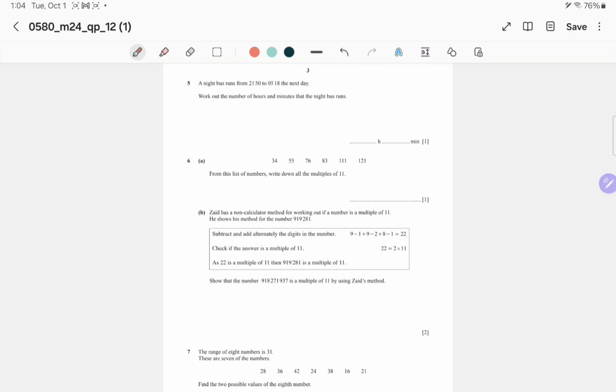A bus runs from 21:50 to the morning 5:18 next day. So calculate the number of hours and minutes. So 2150 to morning 5:18, which is how much? So 2150 to morning 4:50, it's approximately 6 hours. Okay, until 4:50. So remaining hours you have to calculate. So which is 10 minutes from there plus 18. This is for the minutes I am calculating. So which is equal to 28 minutes. So approximately 28 minutes and 6 hours.